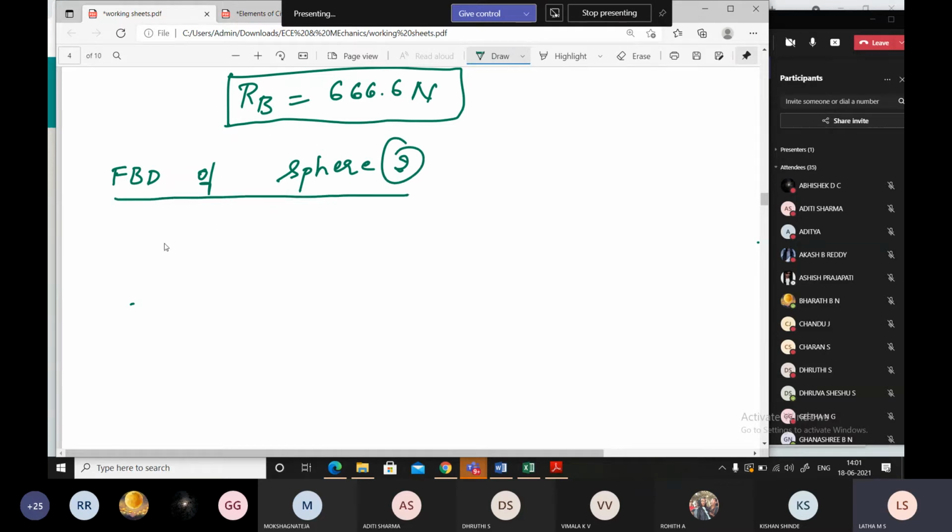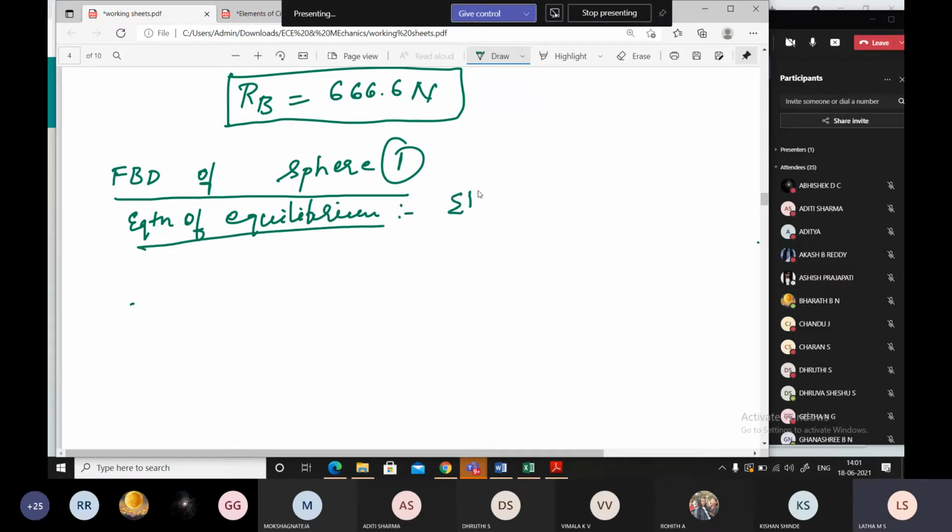Okay, now what should be the method to follow for the sphere? Sphere 2 or sphere 1, students? Sphere 1, ma'am. What is the method I should follow for sphere 1 now? How many forces are acting at a point? 4, ma'am. Then I should use equations of equilibrium. How many equations of equilibrium am I using, students? What are the equations of equilibrium we have?